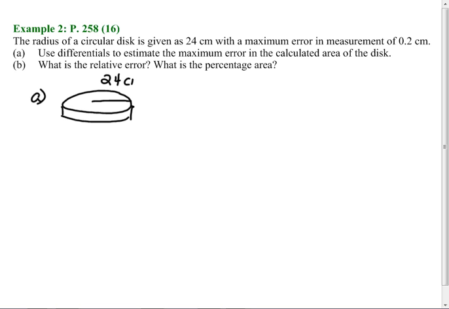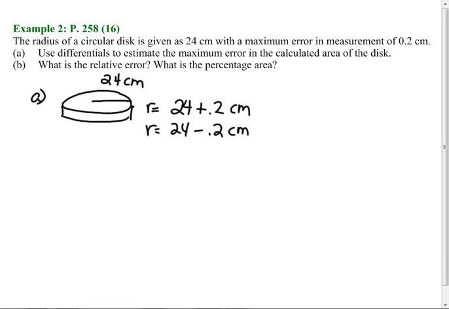I can't do it without a picture. What's the maximum area of the measurement? Oh, and the maximum error in the measurement of the radius is 0.2. So the biggest radius you can have is 24 plus 0.2 centimeters, or 24 minus 0.2 centimeters. If your radius is bigger or smaller than that, this part is not going to work in the machine that you're building it for.